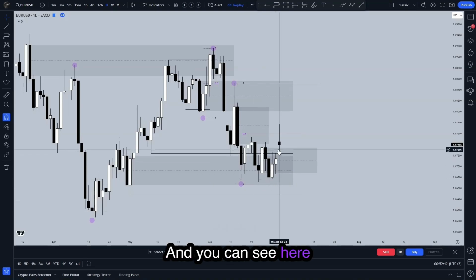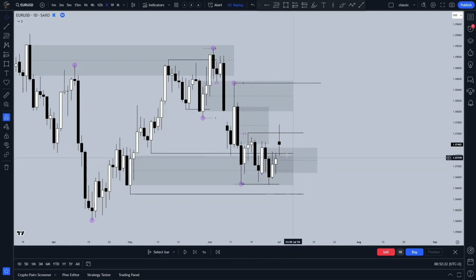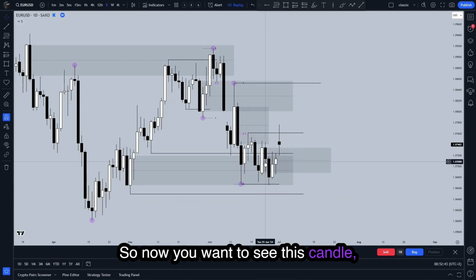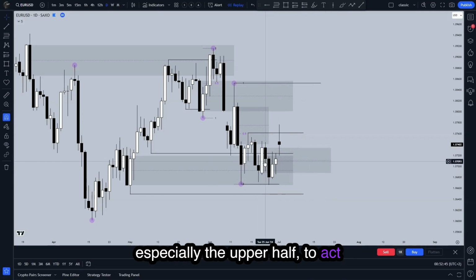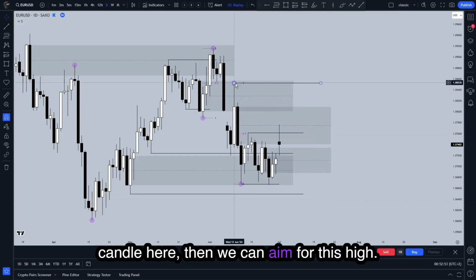And you can see here, we had a weekly open with a gap and price traded into the buy side then. So now you want to see this candle, especially the upper half, act as support and price then trade higher and close above this candle here. Then we can aim for this high, our next target.